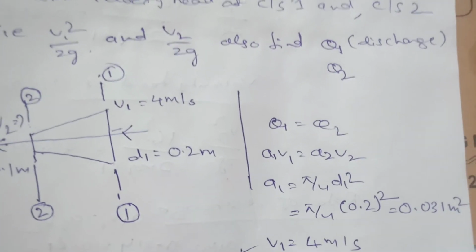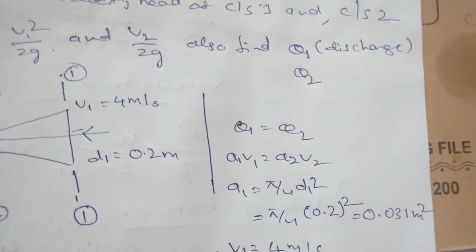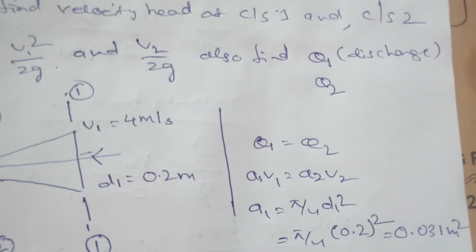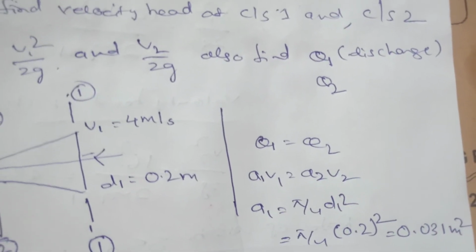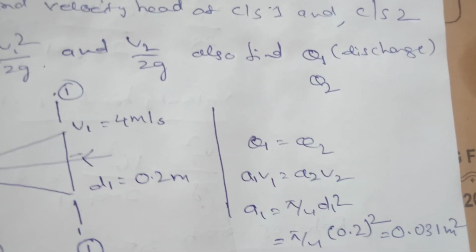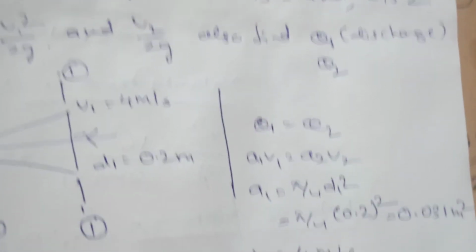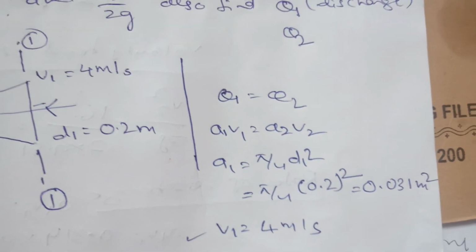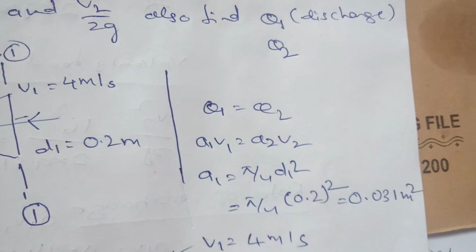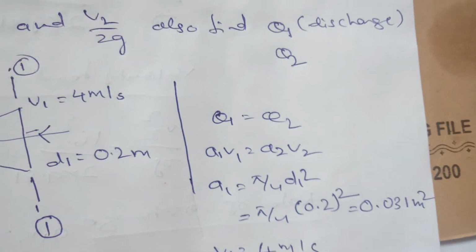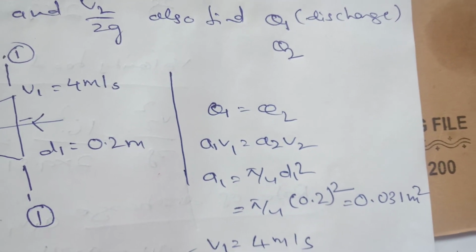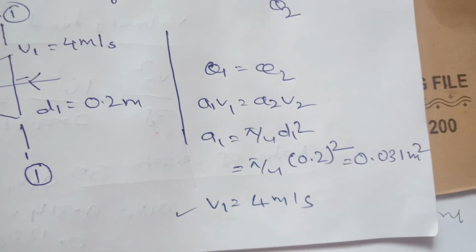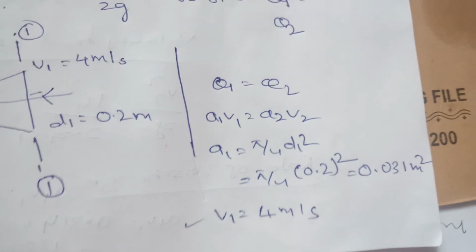Here the continuity equation is applicable, that is q1 is equal to q2. What is q1? q1 is equal to a1 v1, cross sectional area into velocity of fluid at section 1. Similarly, a1 v1 is equal to a2 v2. a1 is equal to pi by 4 d1 square. I substitute the d1 value, that is 0.2 whole square. If I substitute the value of d1, I get the a1 value. Similarly, v1 he has given, that is 4 meters per second.